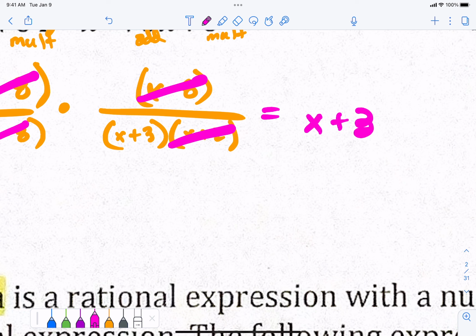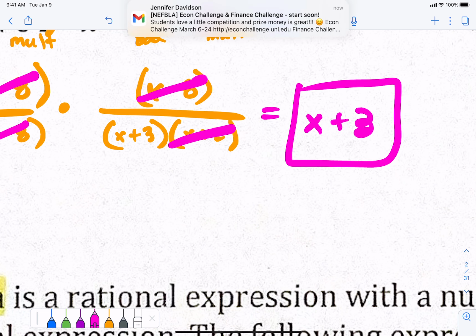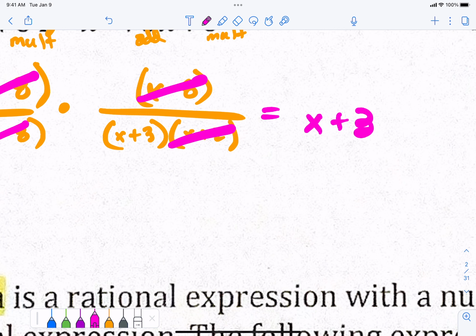Okay? Is that the answer? But hold on. Wait a second. X plus 3 is on the bottom. So if you write it like this and say that's the answer, that's wrong. I can put 1. So it has to be on the bottom. What goes on the top then if everything canceled?